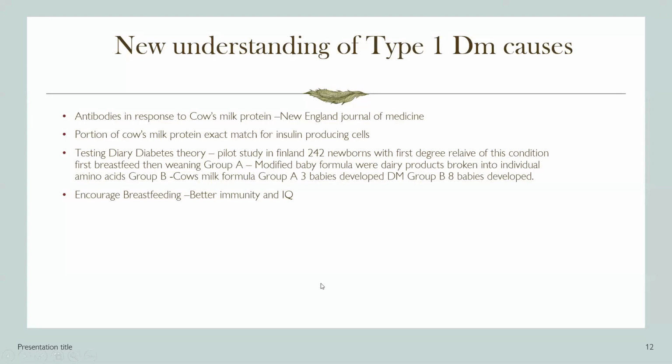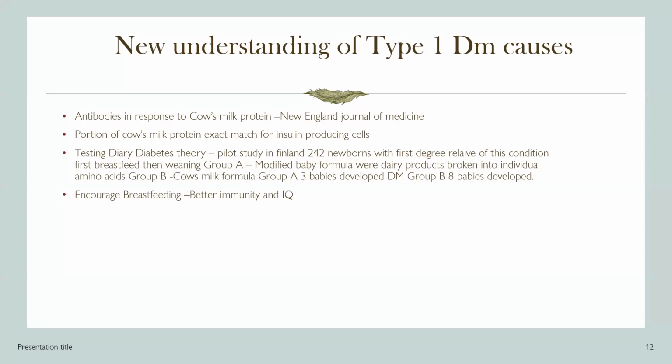Now, after doing this, a study was done. After 6 months of study, the result they got was that in group A, where the baby formula was broken down into amino acids, only three babies developed diabetes mellitus in the later adult stage, whereas in group B, almost eight babies developed diabetes mellitus.